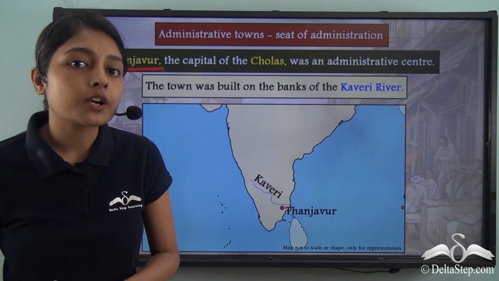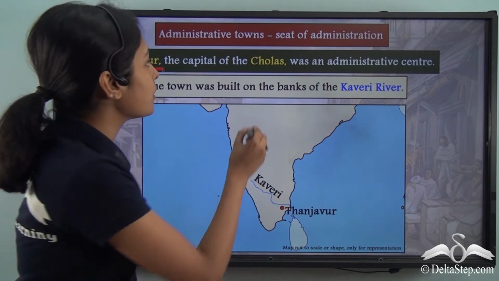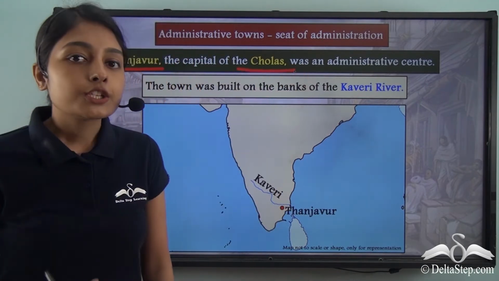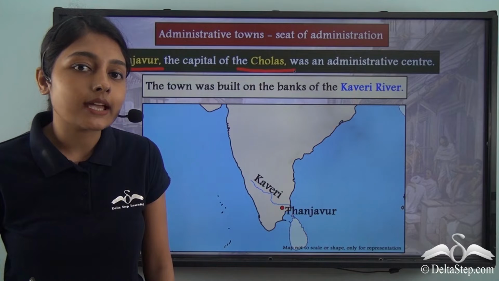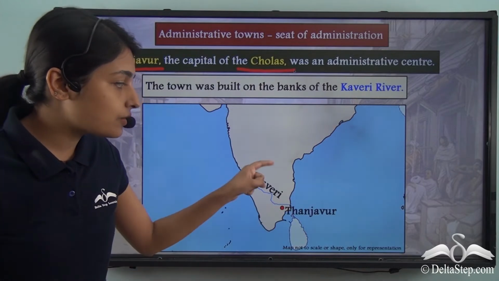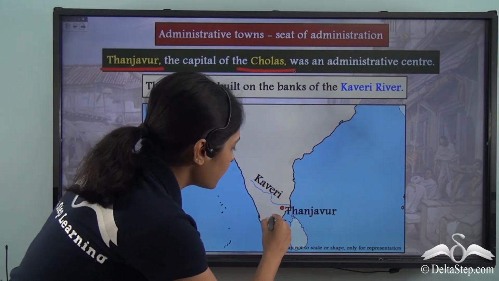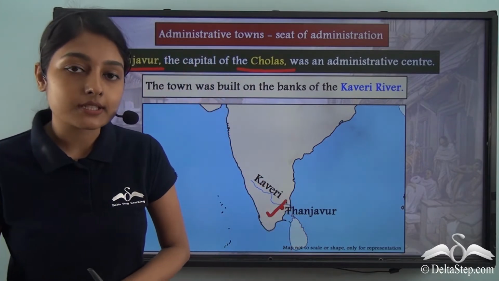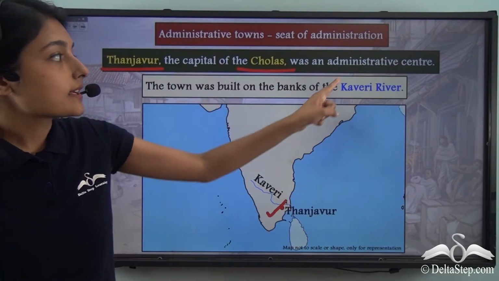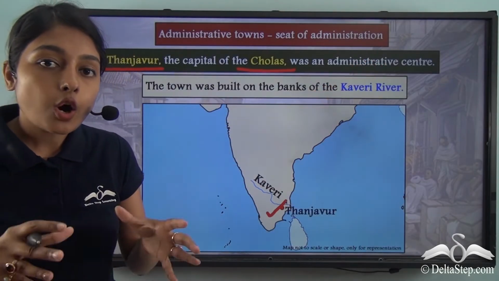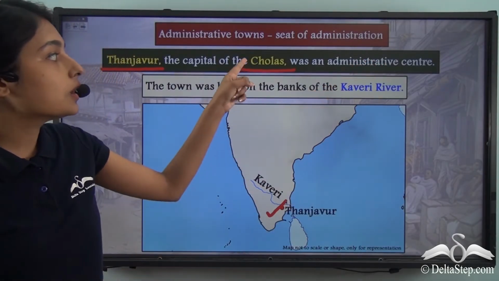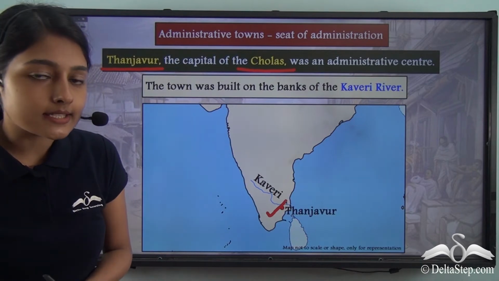Now, Tanjore or Thanjavur was the capital of the Cholas. You must be remembering that the Chola dynasty ruled in the Tamil region, and the city of Thanjavur was their capital. So, Thanjavur was the administrative center or the center of power of the Cholas or the Chola dynasty.